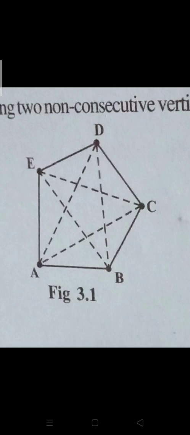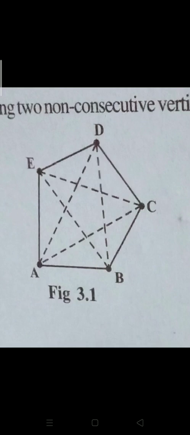Clear? Same way, now check out for C. C is connected to which angles? C is connected to angle D and C is connected to angle B. So there you cannot draw the diagonal. But C is not connected to E, so you can draw a diagonal over there. Then similarly, C is not connected to A, so you can draw a diagonal over there. Clear? So this way you can form diagonals.